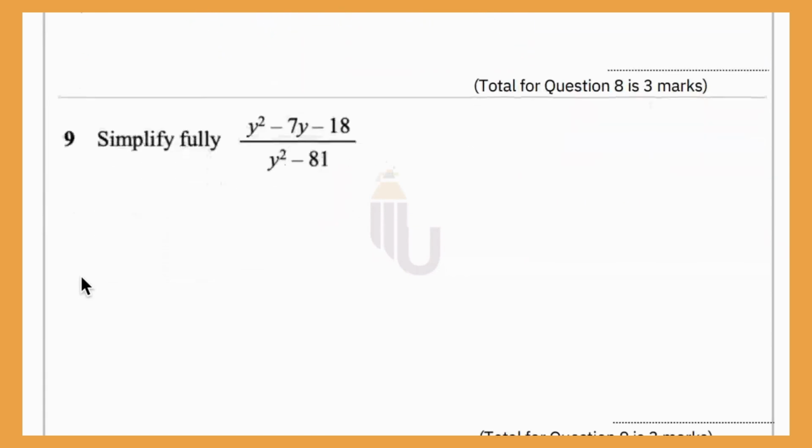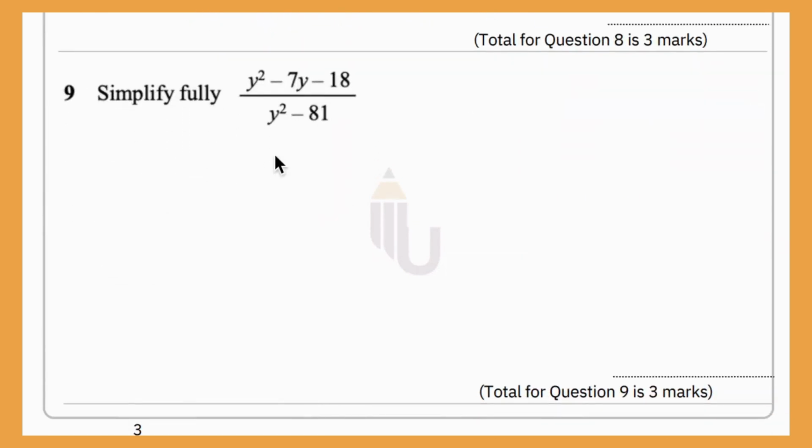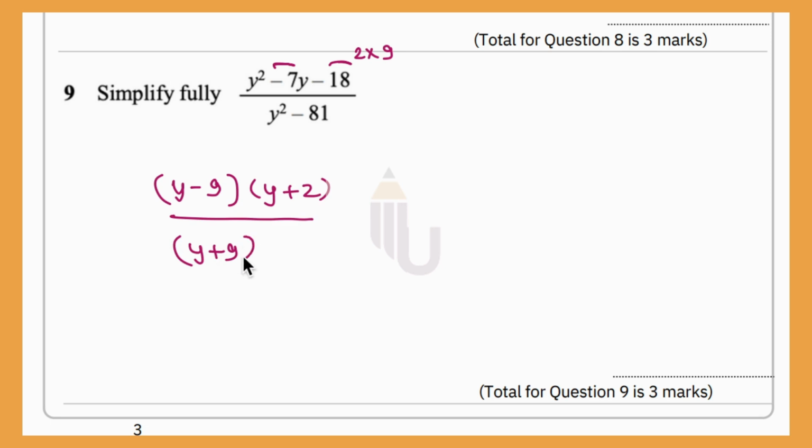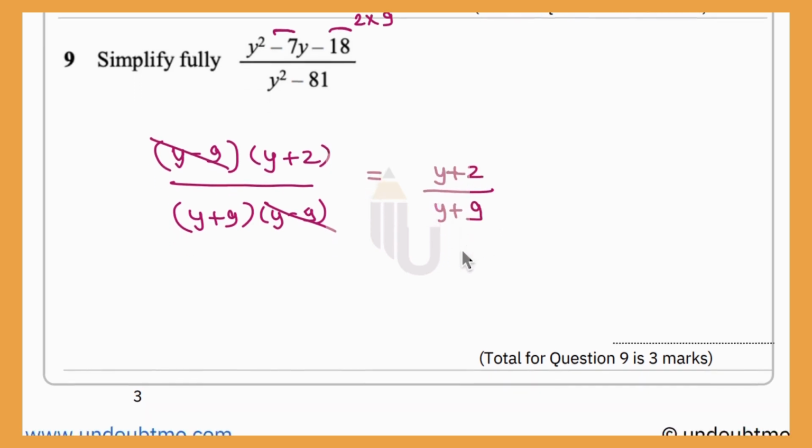9th question. Now in this question, in the numerator, we have 18, which has factors 2 and 9. I need minus 18, and at the center I need minus 7. It means 9 should have a negative sign. So I can write y minus 9, y plus 2 over y plus 9 and y minus 9. Y minus 9 will get cancelled, and we have y plus 2 over y plus 9. That will be our final answer.